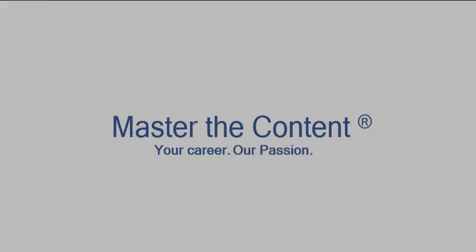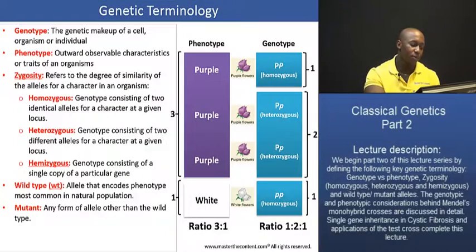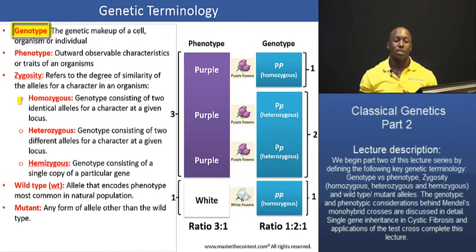Your career, our passion. I want us to define a few important genetic terminology. It's going to be important for us to know what some of these things are moving forward, because these are terms that I'm going to be using fairly frequently. So genotype is what we're beginning with. The genotype basically refers to the genetic makeup of a cell. So it's the genetic makeup of a cell, an organism, or an individual.